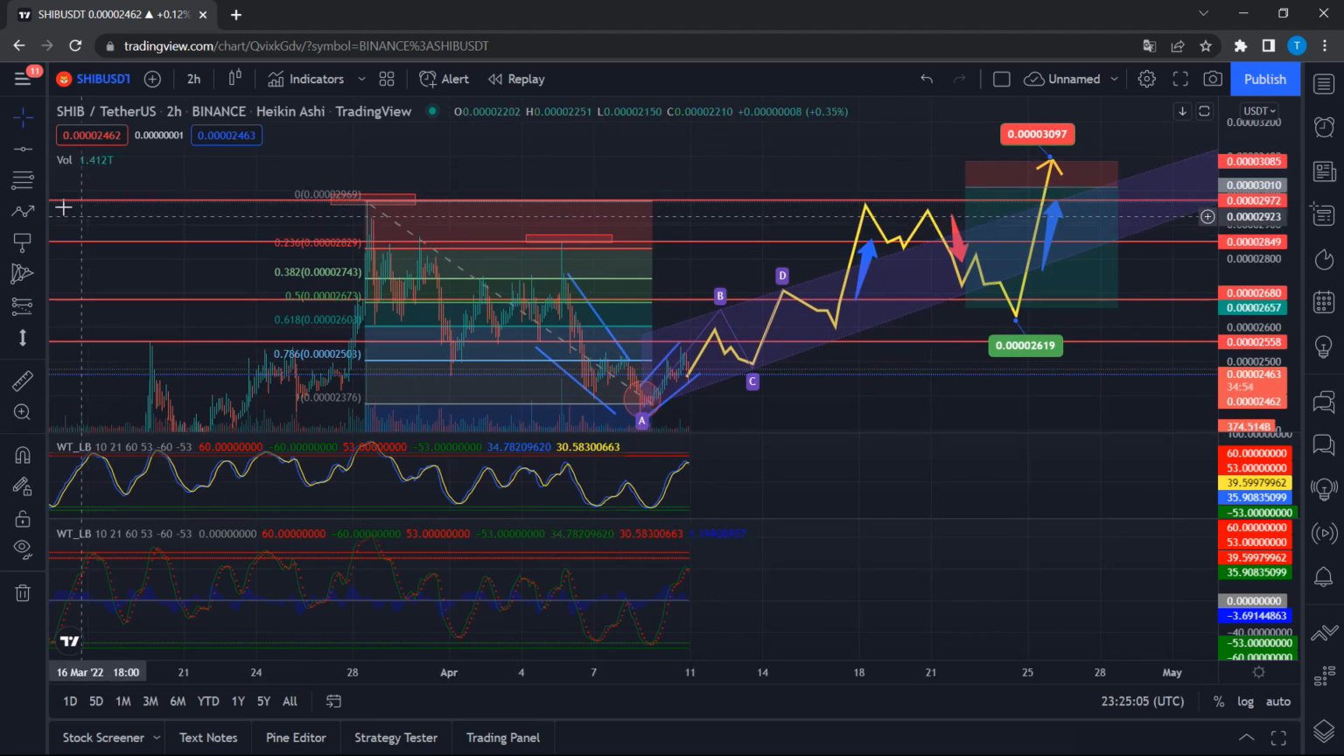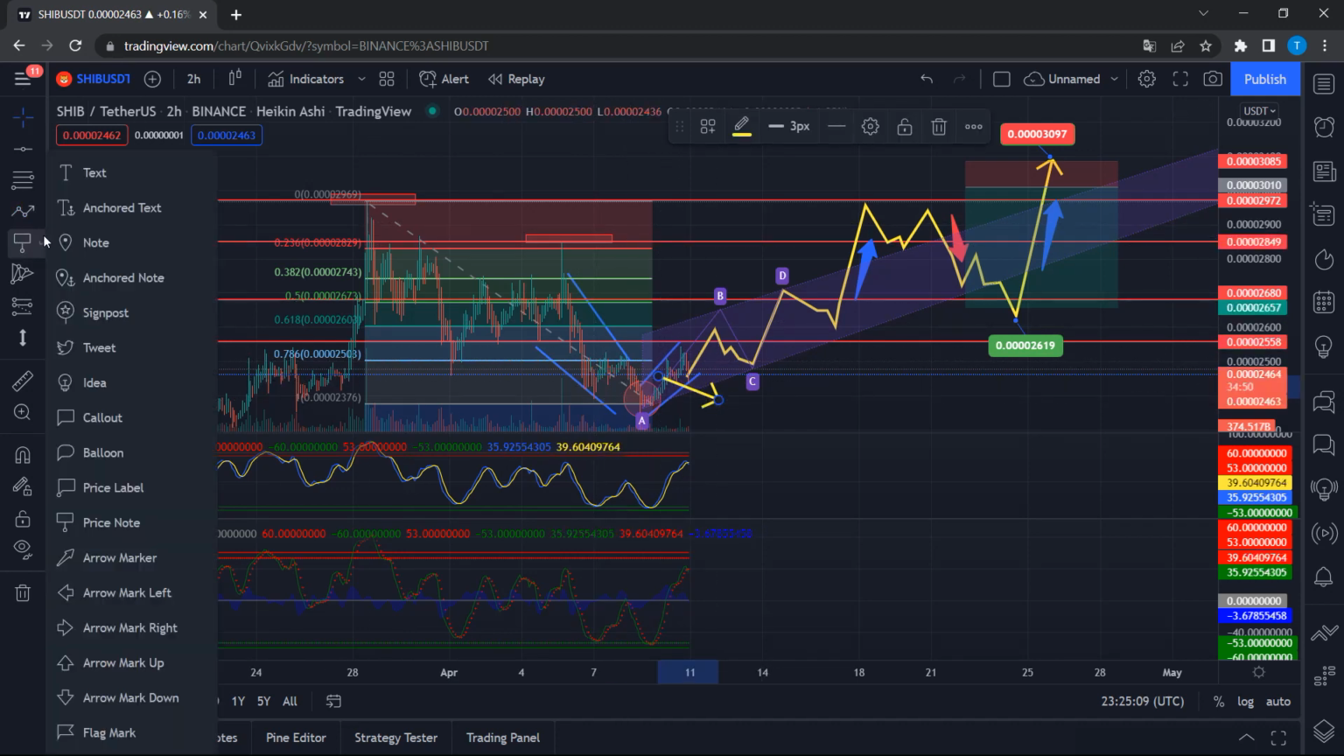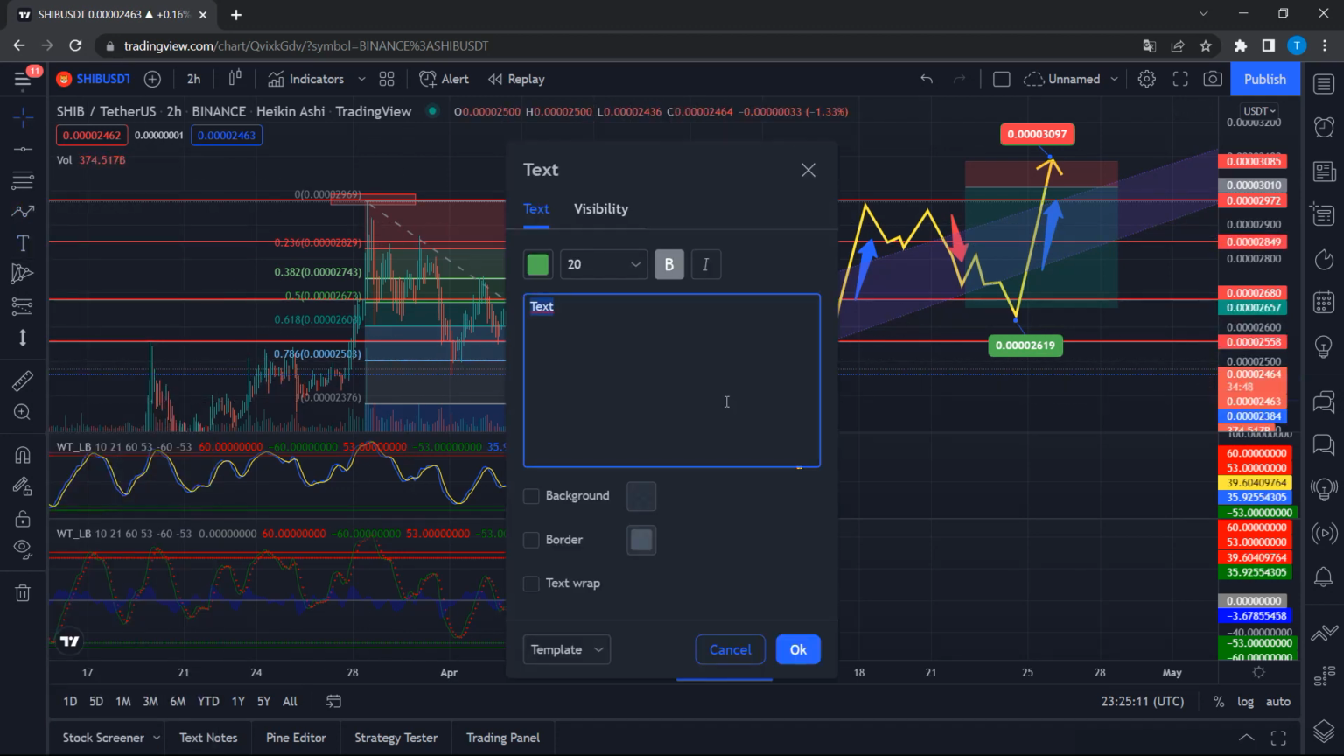Can Shiba Inu triple in a year? Is it possible for meme token Shiba Inu to triple this year, or will a strong bear market in crypto form?